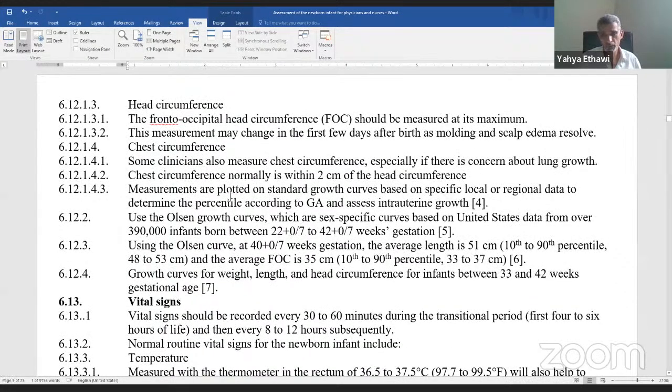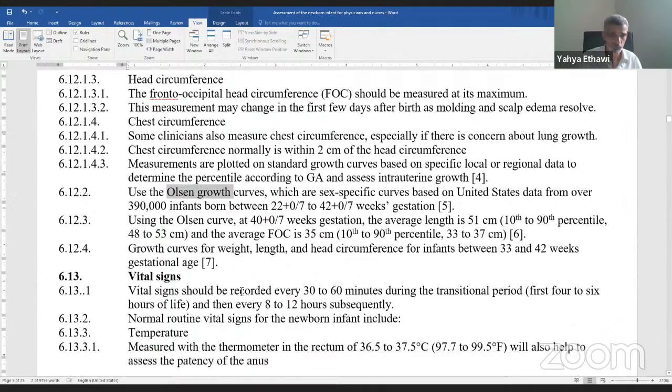Of course, all the measurements need to be plotted, so it depends which chart you're using, and we had a presentation about the nutrition and which chart we should use, whether the baby is mature or premature. We can use the Olsen growth chart, but there are other growth charts that depend on the unit. So we have a growth chart for babies between 33 and 42 weeks, another chart for babies less than 32, and another chart for babies who grow after 42.